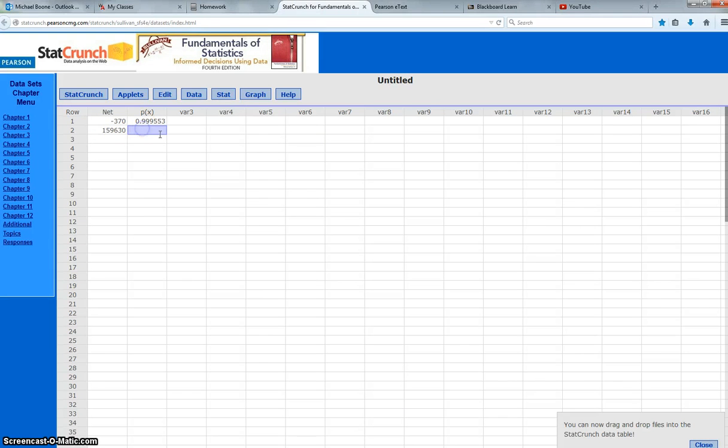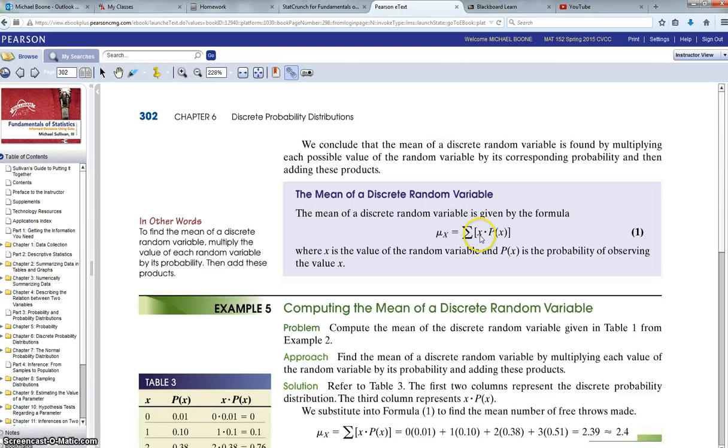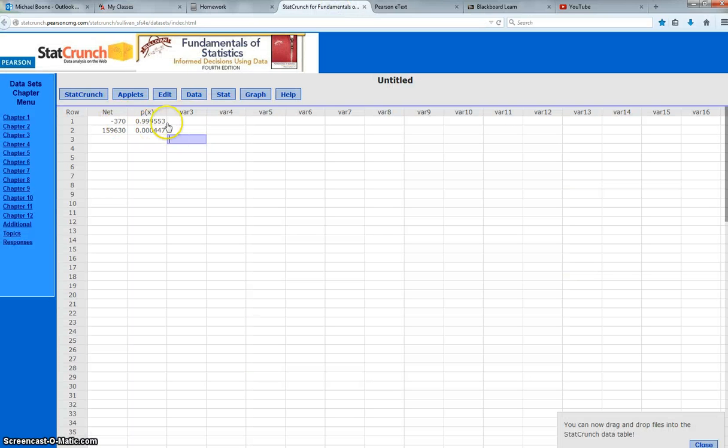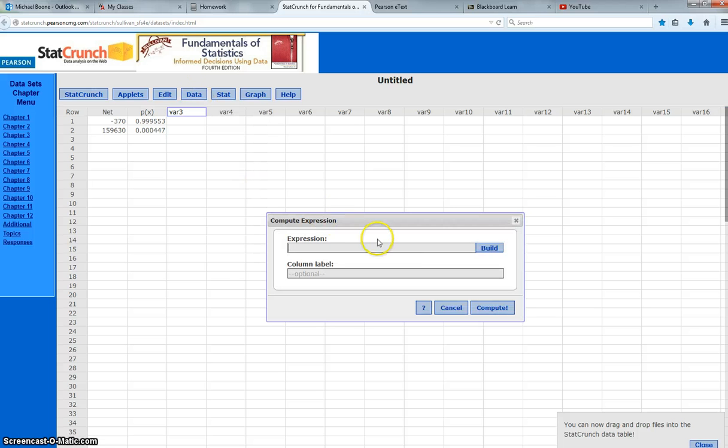159,630. And the probability of that happening would be 1 minus this number. It's the complement. So I either live, which is that good number, or I die, which would be 0.000447. That should add up to 1. So again, if I want to find my expected value, I could just multiply these and then add them together, which is what the formula says. Take each x and multiply it by the probability, and then add them together.